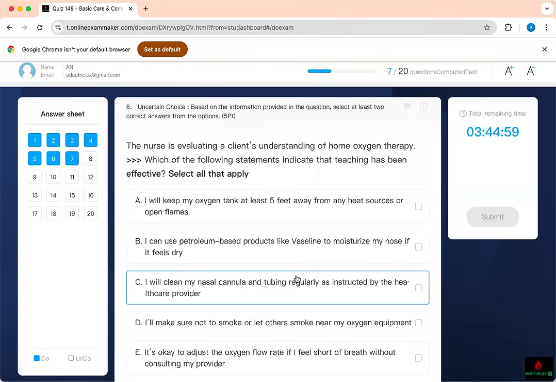And number 8, a nurse is evaluating a client's understanding of home oxygen therapy. Which of the following statements indicate teaching has been effective? Home oxygen, right? How do you teach them so that there's no fire? Most of them are COPD patients. What do you tell them?